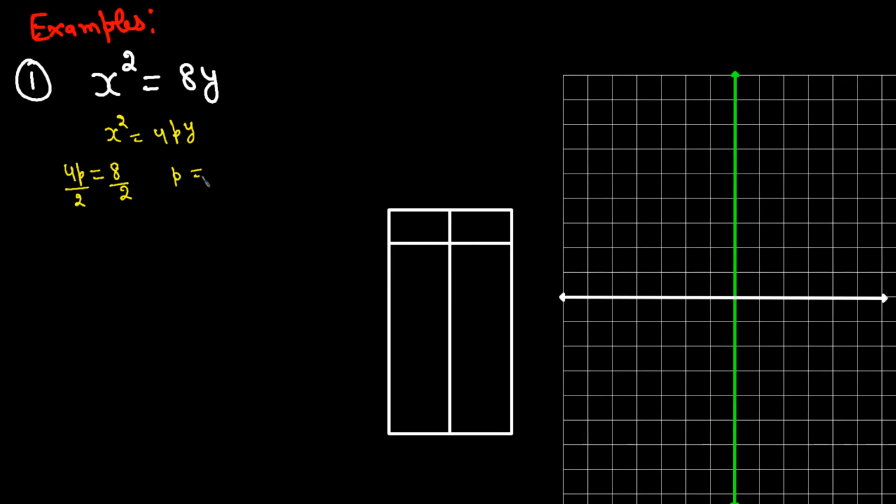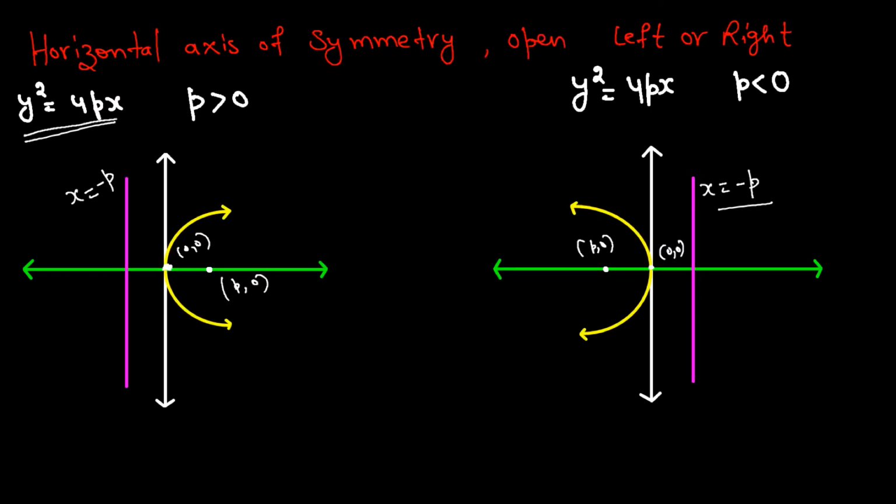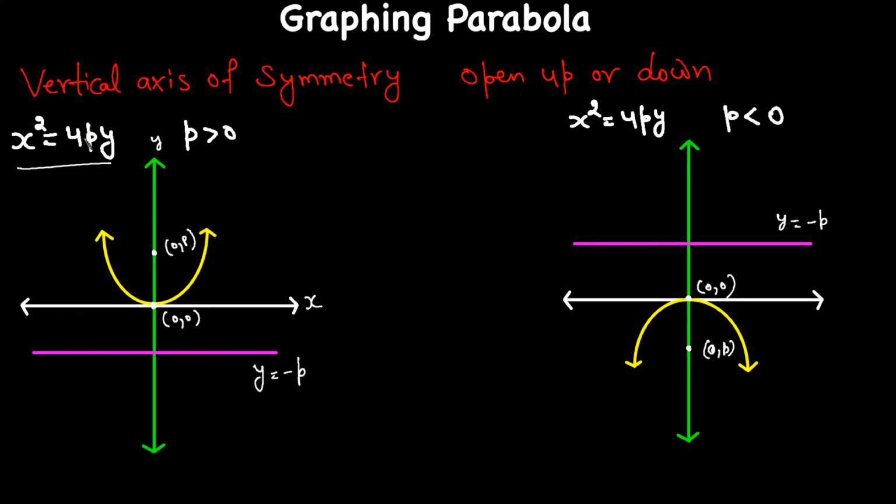Sorry, what did I do? Divide by 4. So p is equal to 2. Okay, so p is greater than 0, obviously, so that means my parabola is going to open upward. If we know p, we can find the focus, and the focus for x squared is equal to 4py was 0 comma p, and the directrix is y is equal to minus p.